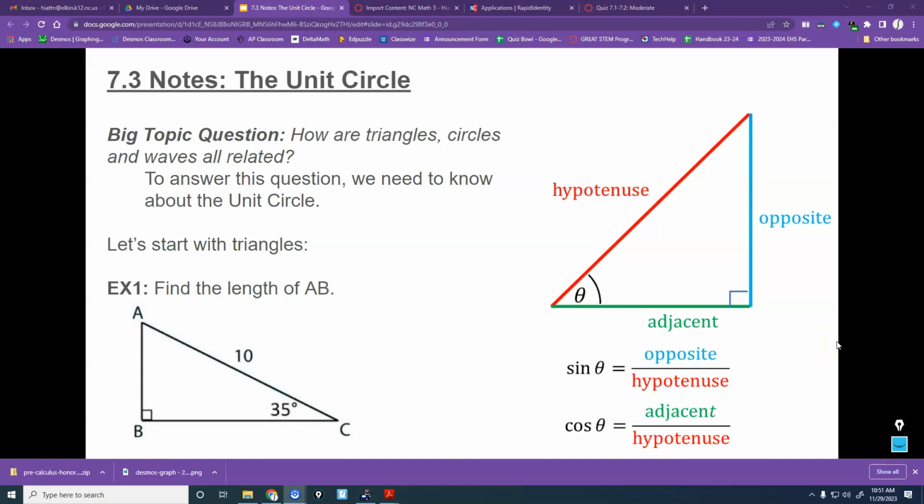SOH-CAH-TOA, to remember that sine is opposite over hypotenuse, cosine is adjacent over hypotenuse, tangent is opposite over adjacent.